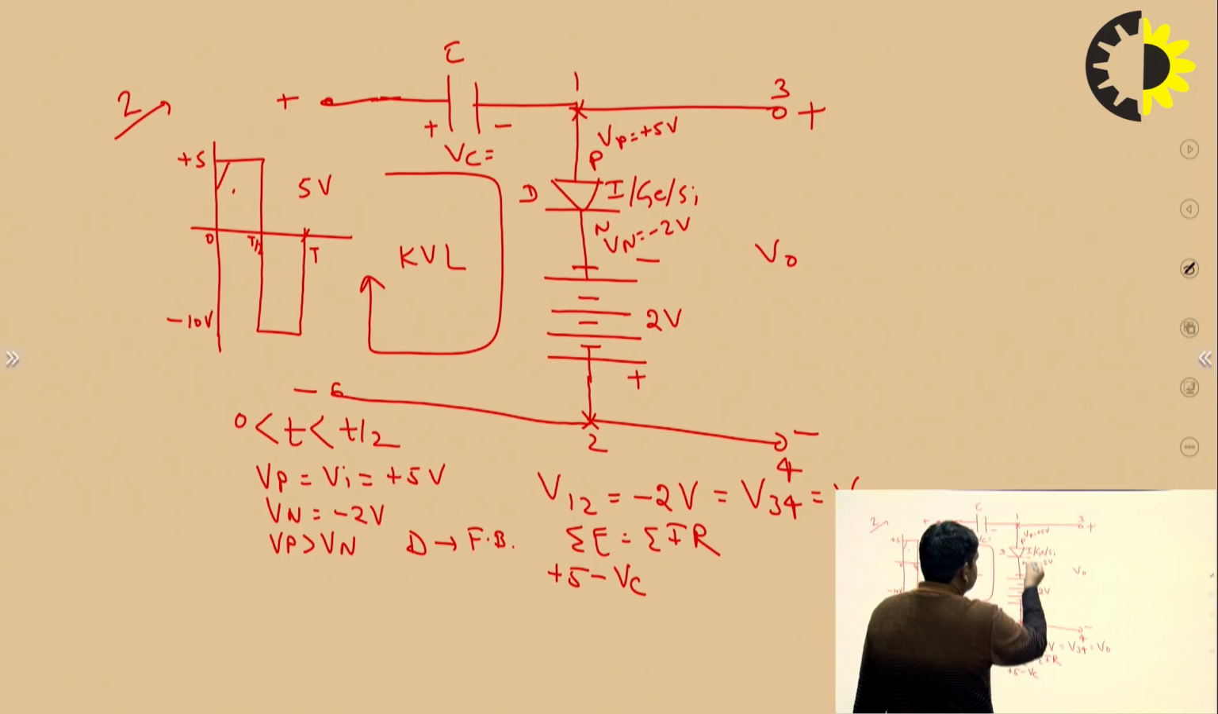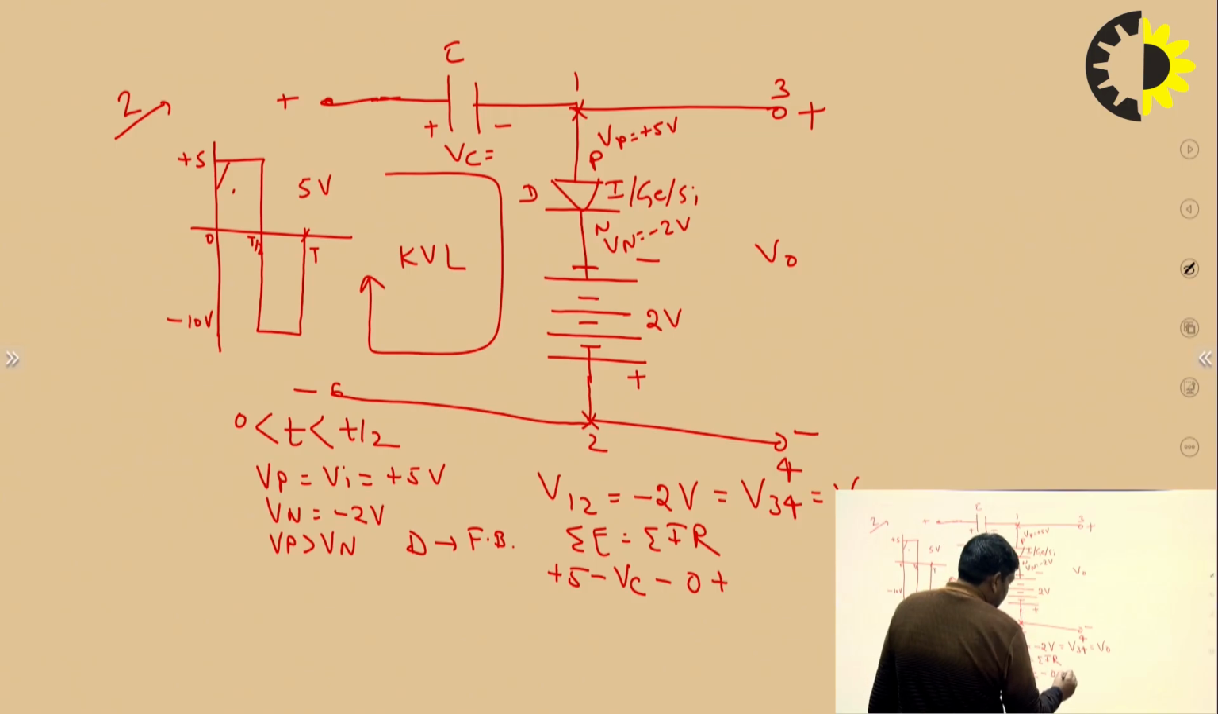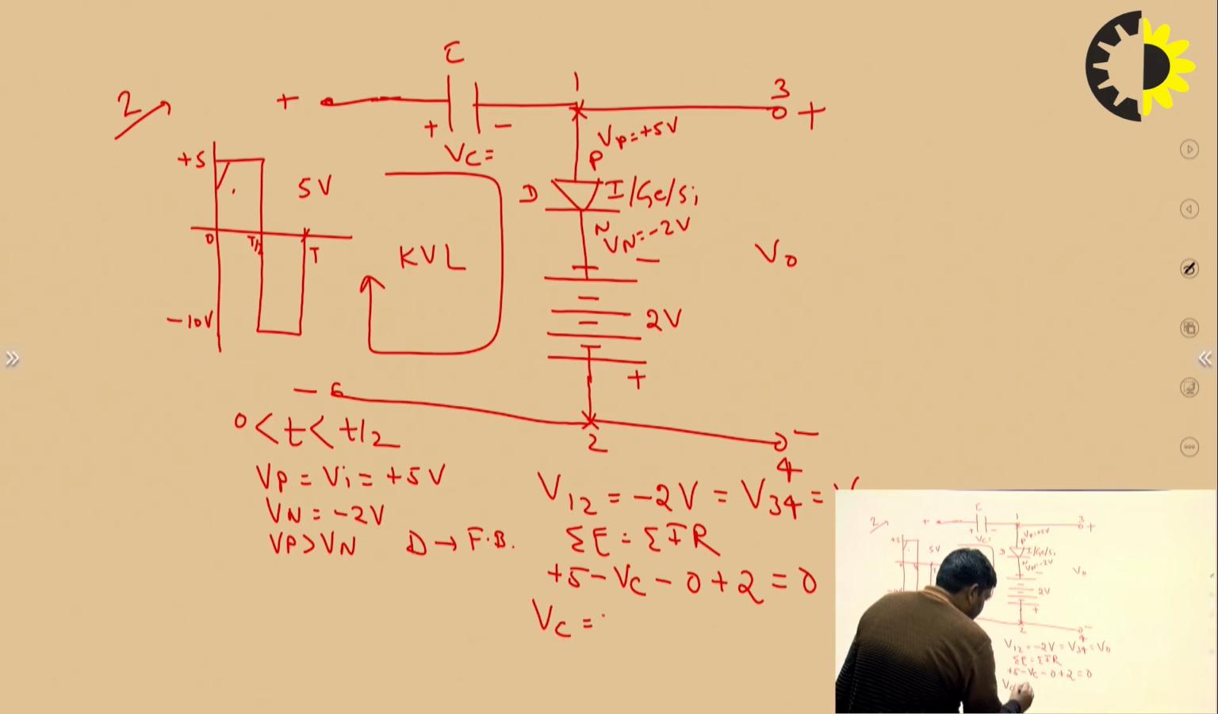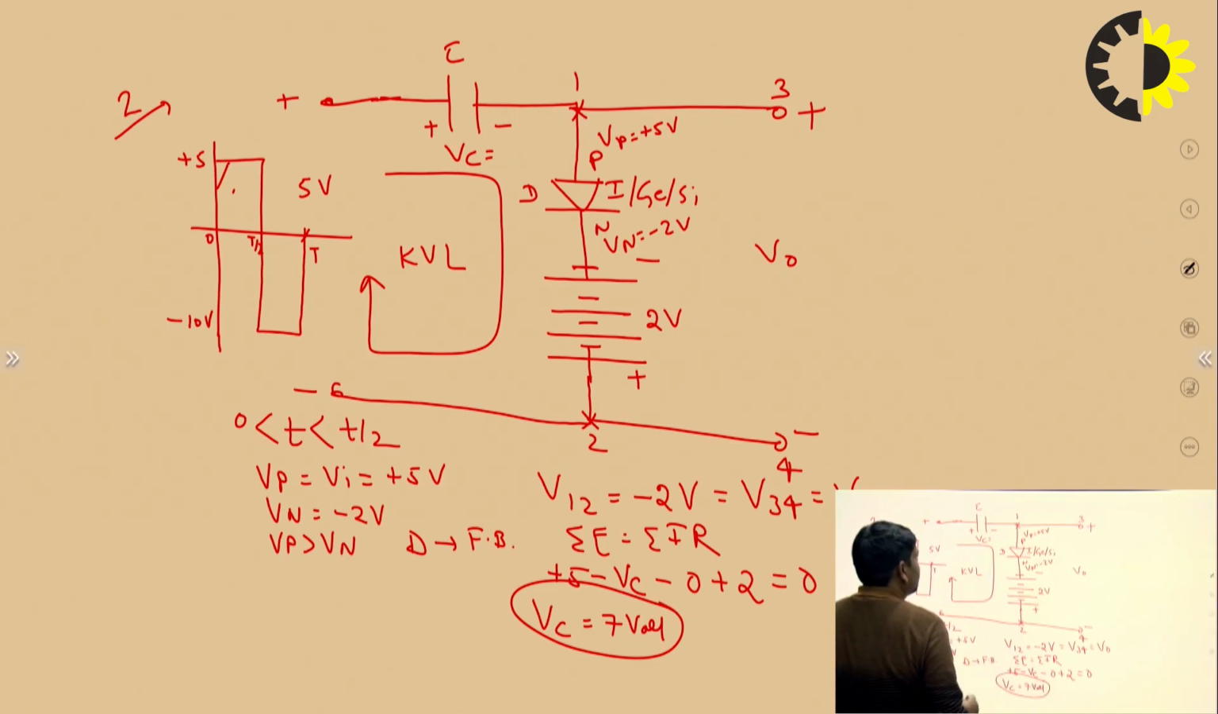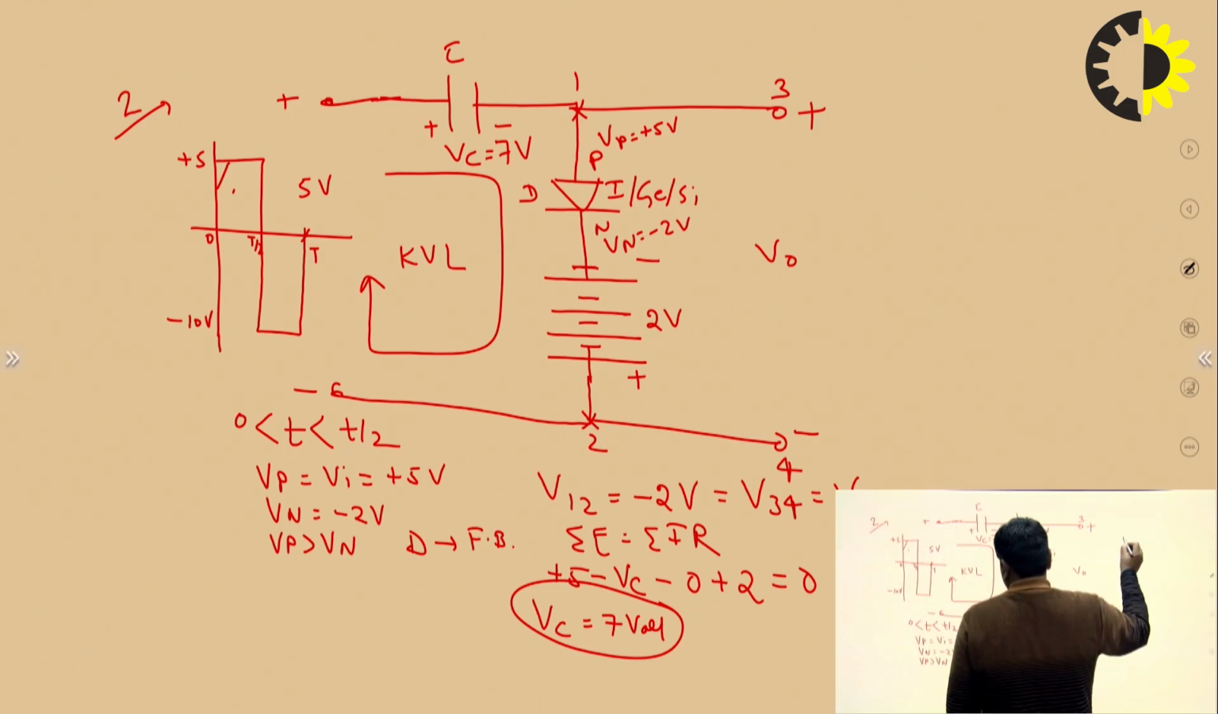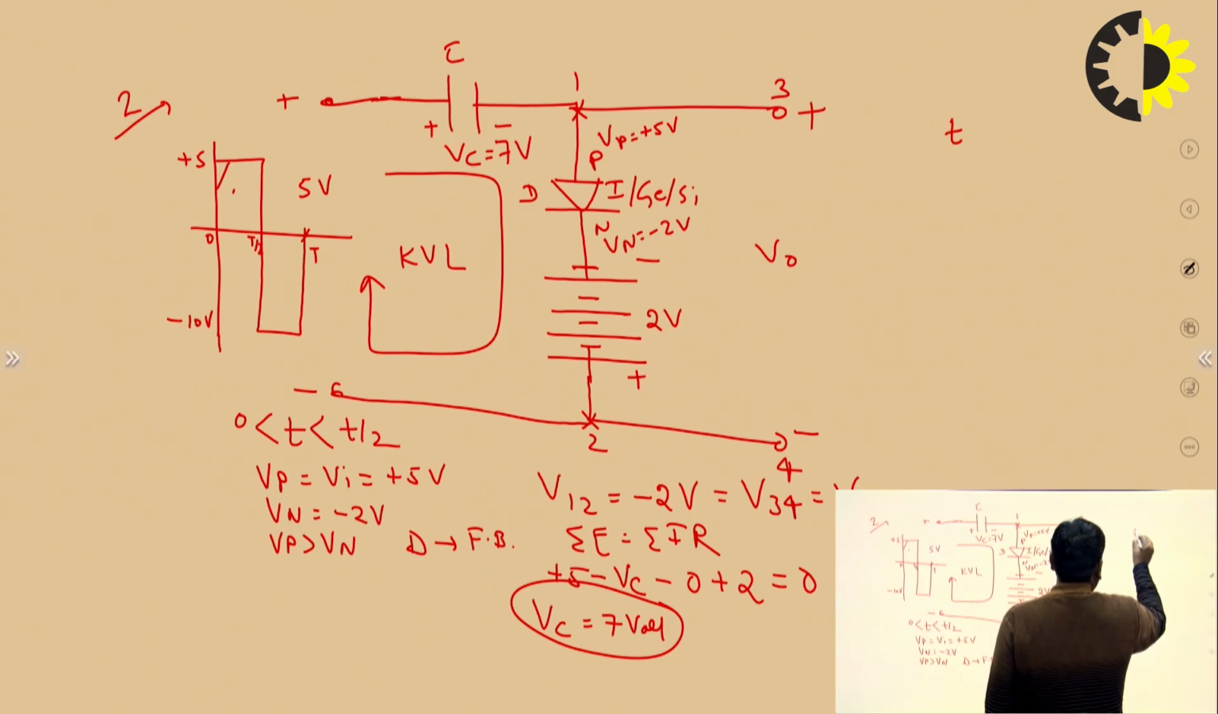This is an ideal diode, so the cut-in voltage for the ideal diode is 0. So plus to minus is 0 cut-in voltage, and minus 2 plus 2 voltage is equal to 0. So VC is equal to plus 7 volt. How much voltage appears at that capacitor? VC is equal to 7 volt.